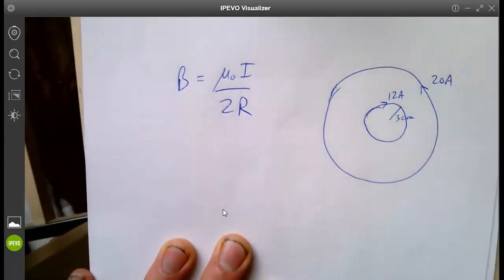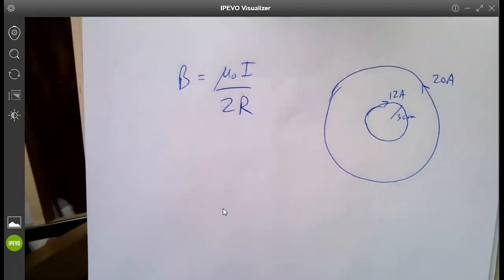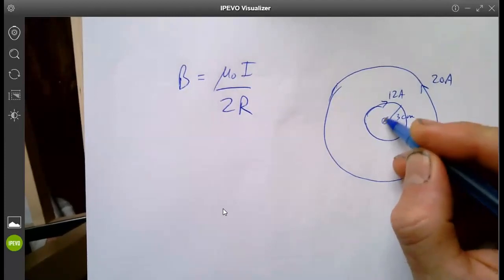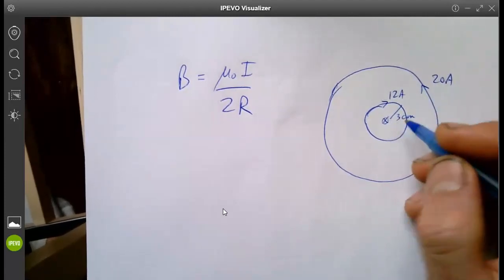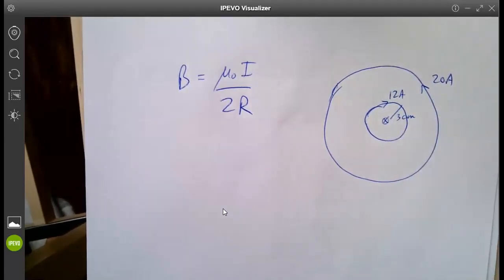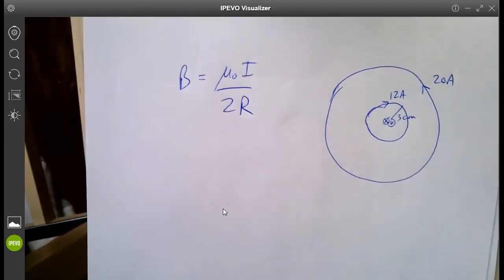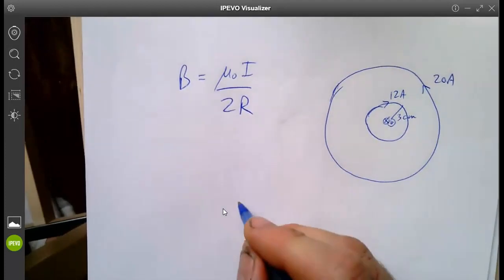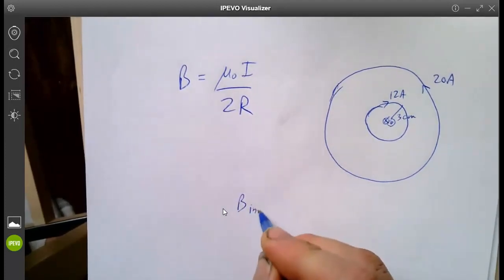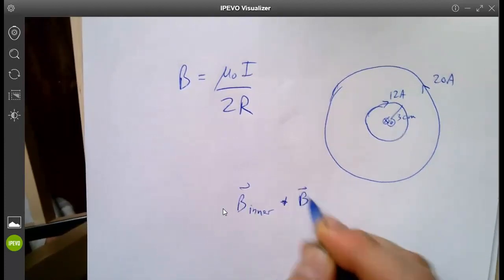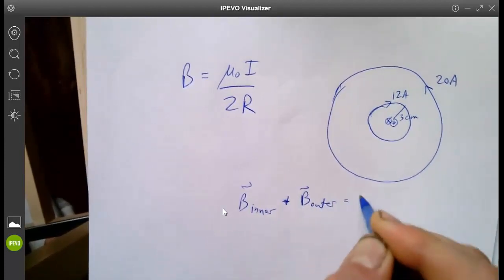Now I instinctively wrote it as going the opposite direction. Can you see why? The 12 amps is going to contribute a magnetic field that points into the page, but the 20 amps, if we have it going around in the opposite direction, is going to contribute a magnetic field that comes out of the page such that they cancel each other out. So again, I can say that B from the inner loop plus B from the outer loop should sum to 0.